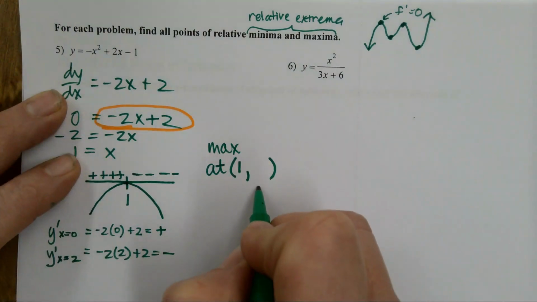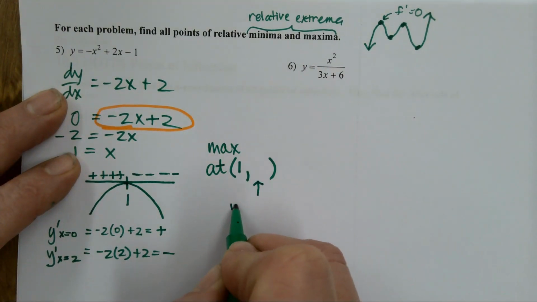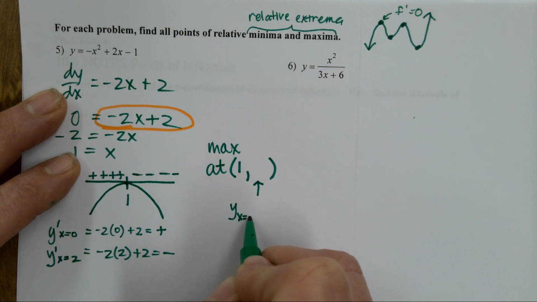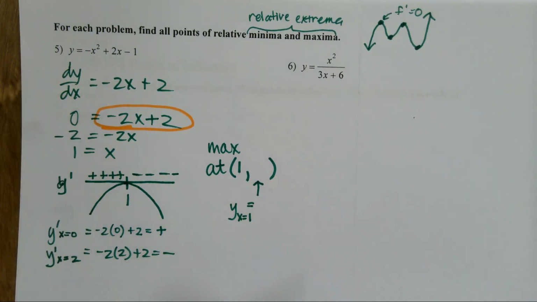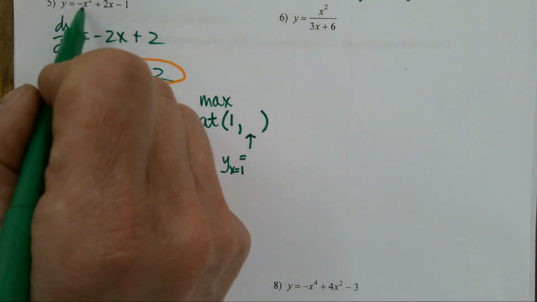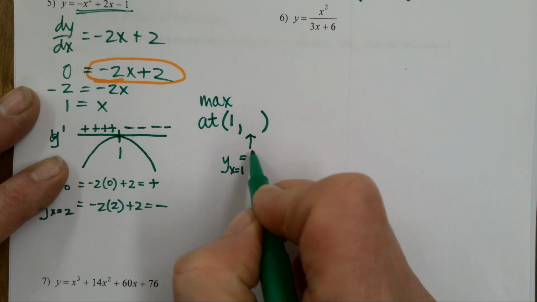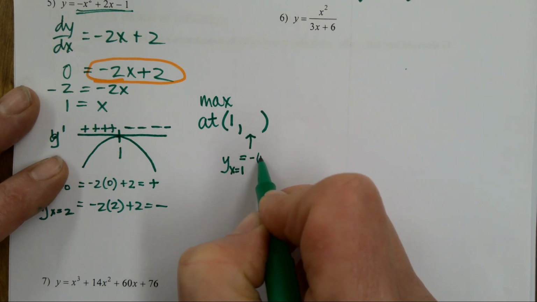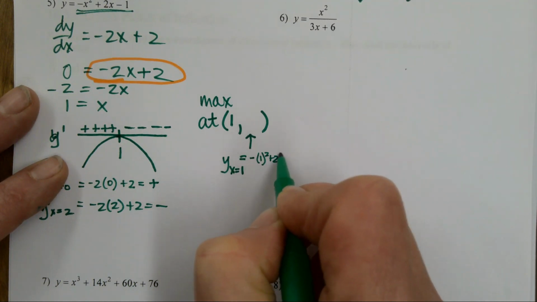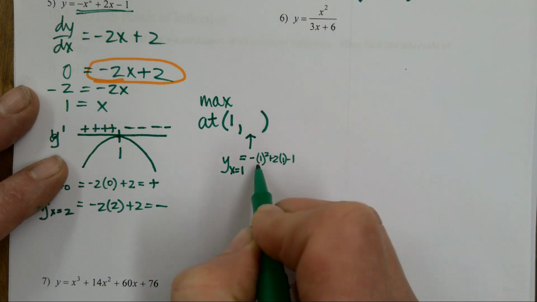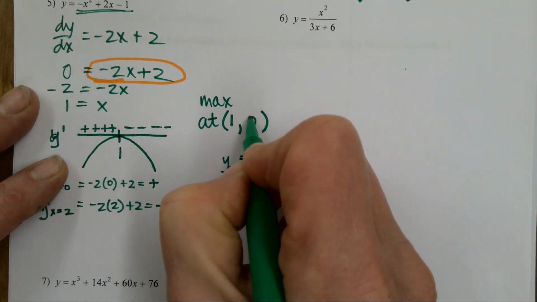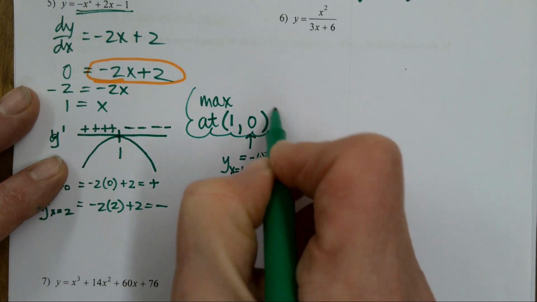This is found when y has 1 put in it. The actual y function, the original y. So I'm going to evaluate y when x is 1. Yeah. X is 1. So it's the opposite of 1 squared plus 2 times 1 minus 1. And that is actually, yes, 0. So I have a max at 1, 0.